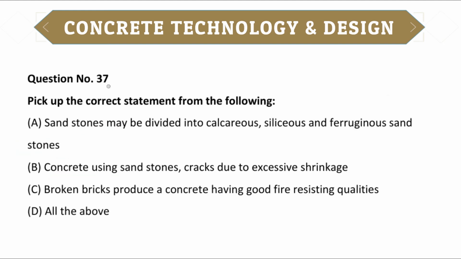So next question, pick up the correct statement from the following. Option A, sandstones may be divided into calcareous and ferruginous sandstones. Option B, concrete using sandstone cracks due to excessive shrinkage. Option C, the broken bricks produce concrete having good fire resisting qualities. Option D, all the above. So the correct answer is option D, all the above.